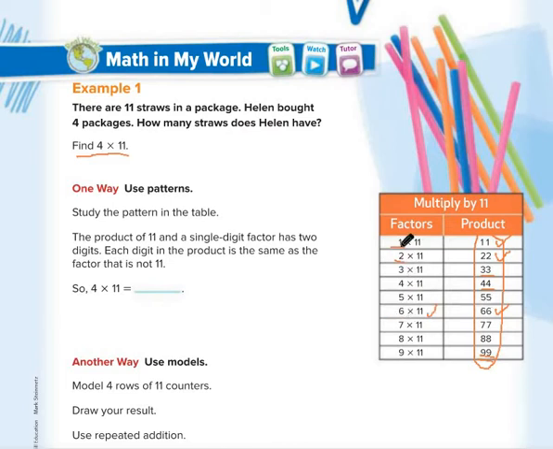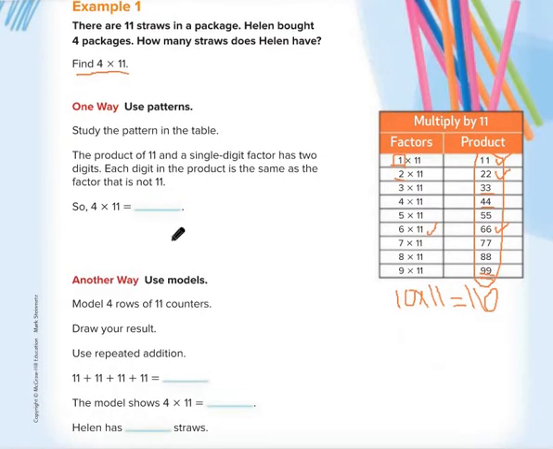This is applicable only when we have a one-digit factor. It's not applicable if we have, like, 10 multiplied by 11. No, it's not applicable. Here it's 110. So again, this is applicable only when the factor is one digit. So 4 multiplied by 11 is 44 simply.